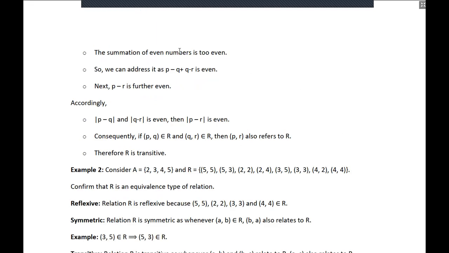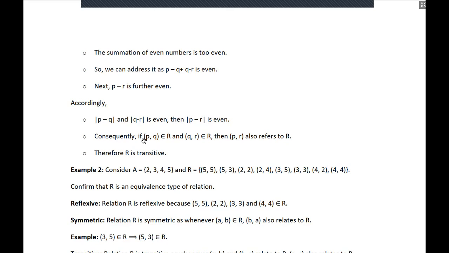The summation of the even numbers is even. So we can address it: P minus Q plus Q minus R is even. Then Q cancels out, minus Q and plus Q cancel out. So P minus Q is even. According to this, if P minus Q and Q minus R are even, then P minus R is also even.